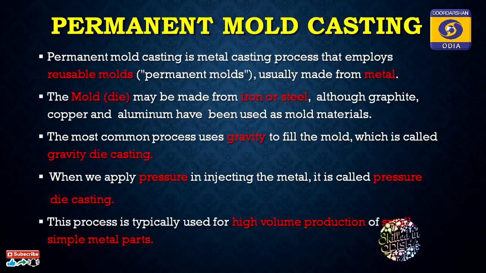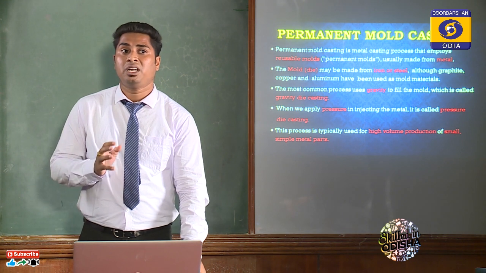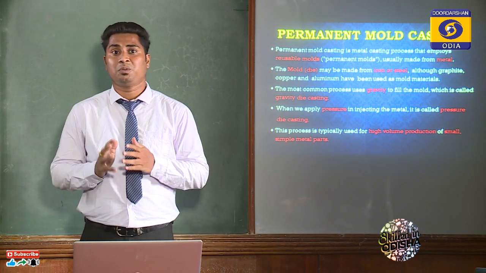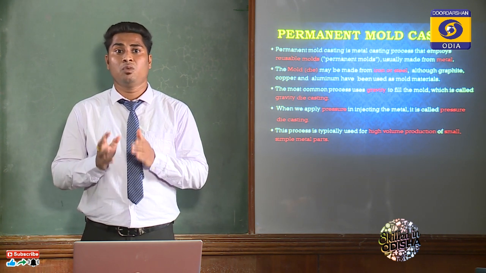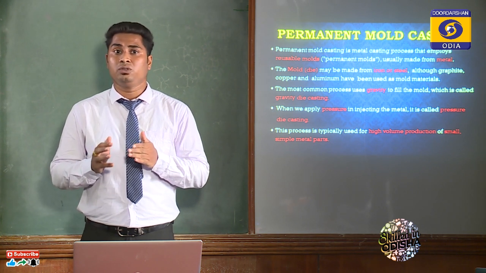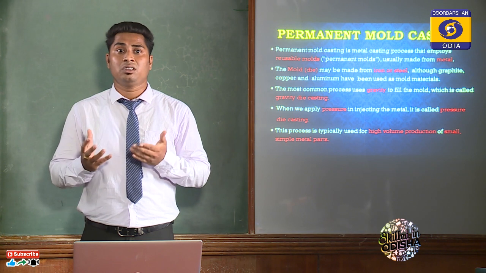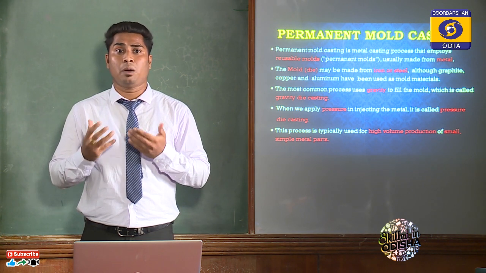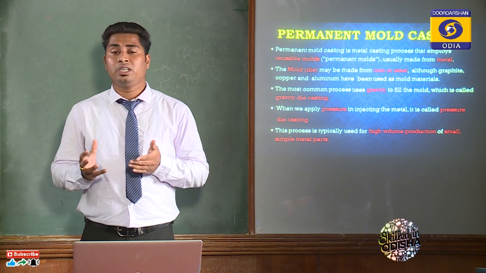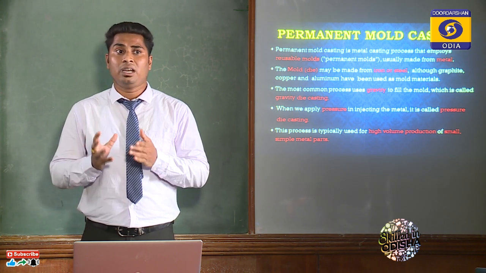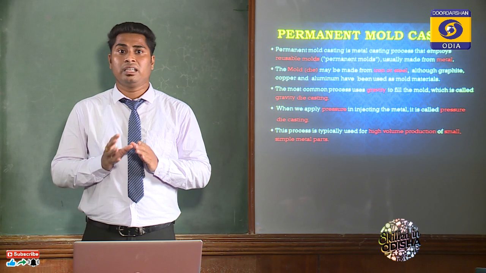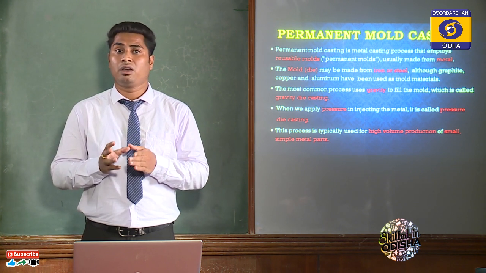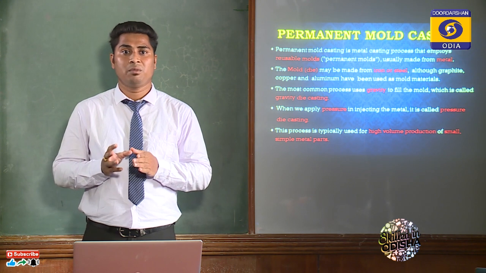This process is used for high volume production. This is the key term in the permanent mold casting process: high volume production. This process is only used for high volume production and for simple and small metal parts. We cannot use this process for very big metal parts or for very complicated and complex part production. This is a very important line in the permanent mold casting process. It may come in your semester exam, so remember it.